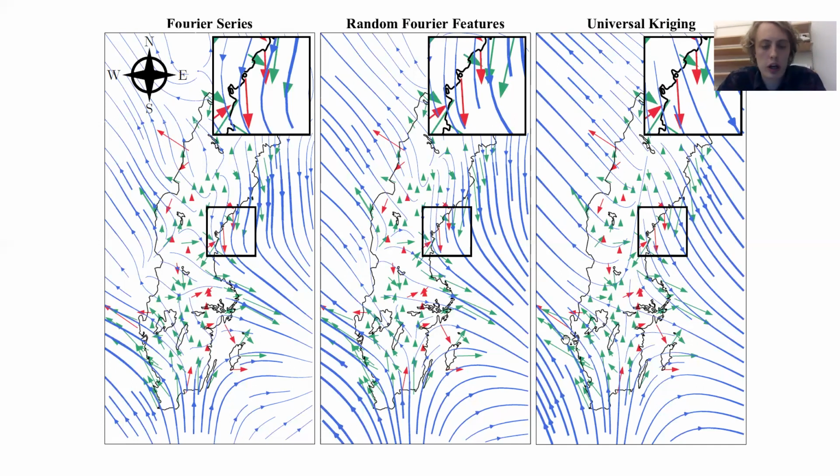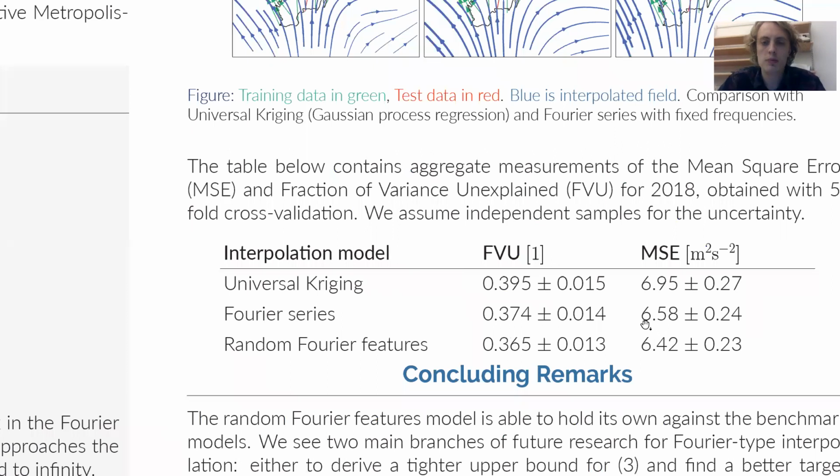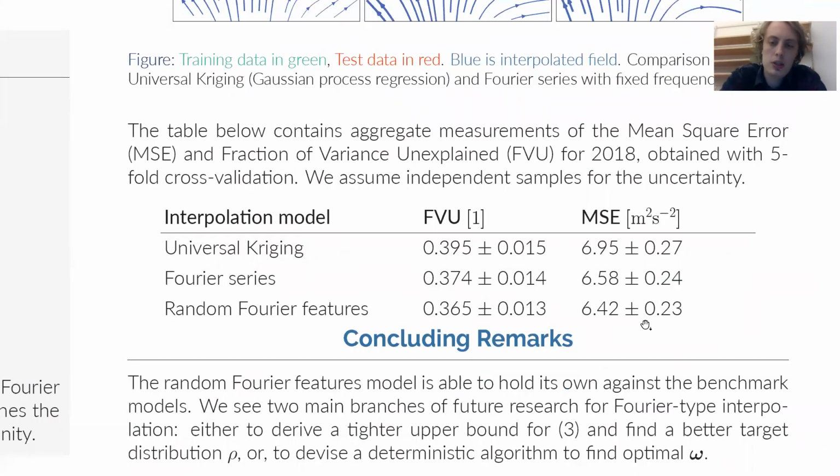Of course, you have to care about cherry picking and so on. So what we've done is that we have also looked at aggregate measurements. This is where the quality of fit aspect comes in. We can look at the mean square error and the fraction of variance unexplained, and you can see that the random Fourier features is a bit better than the universal Kriging. So in general, it seems like this random Fourier features model holds up well in comparison to existing methods. And I would say that there are two main directions of research in the future.